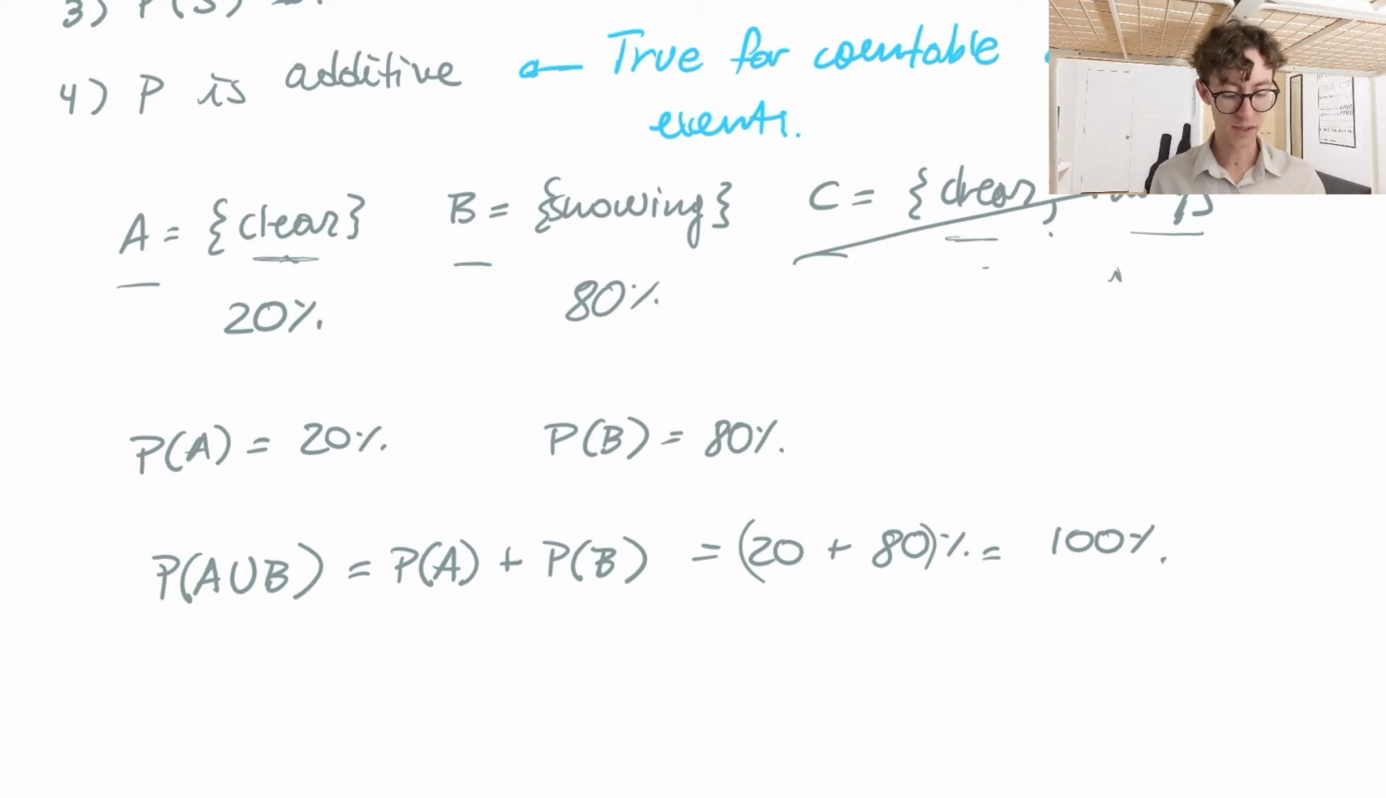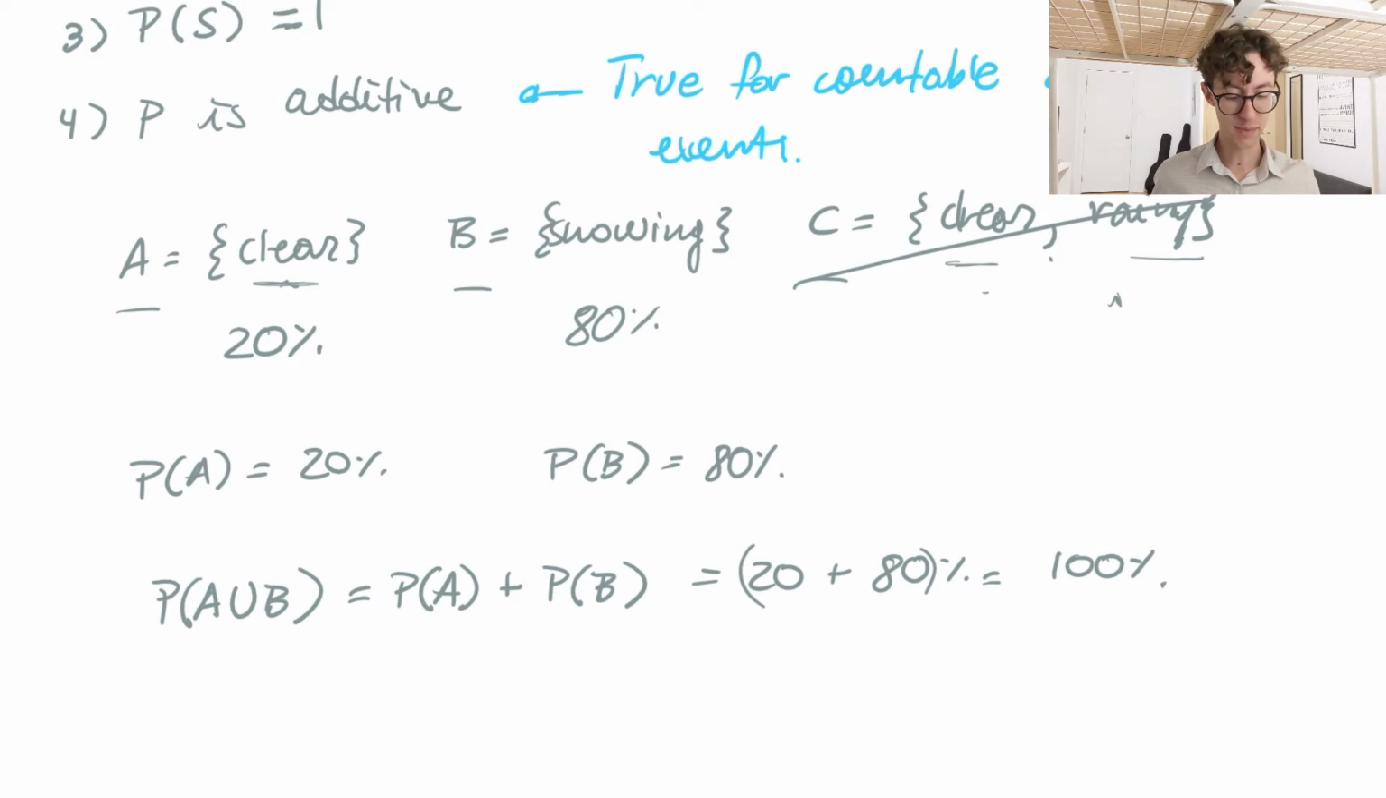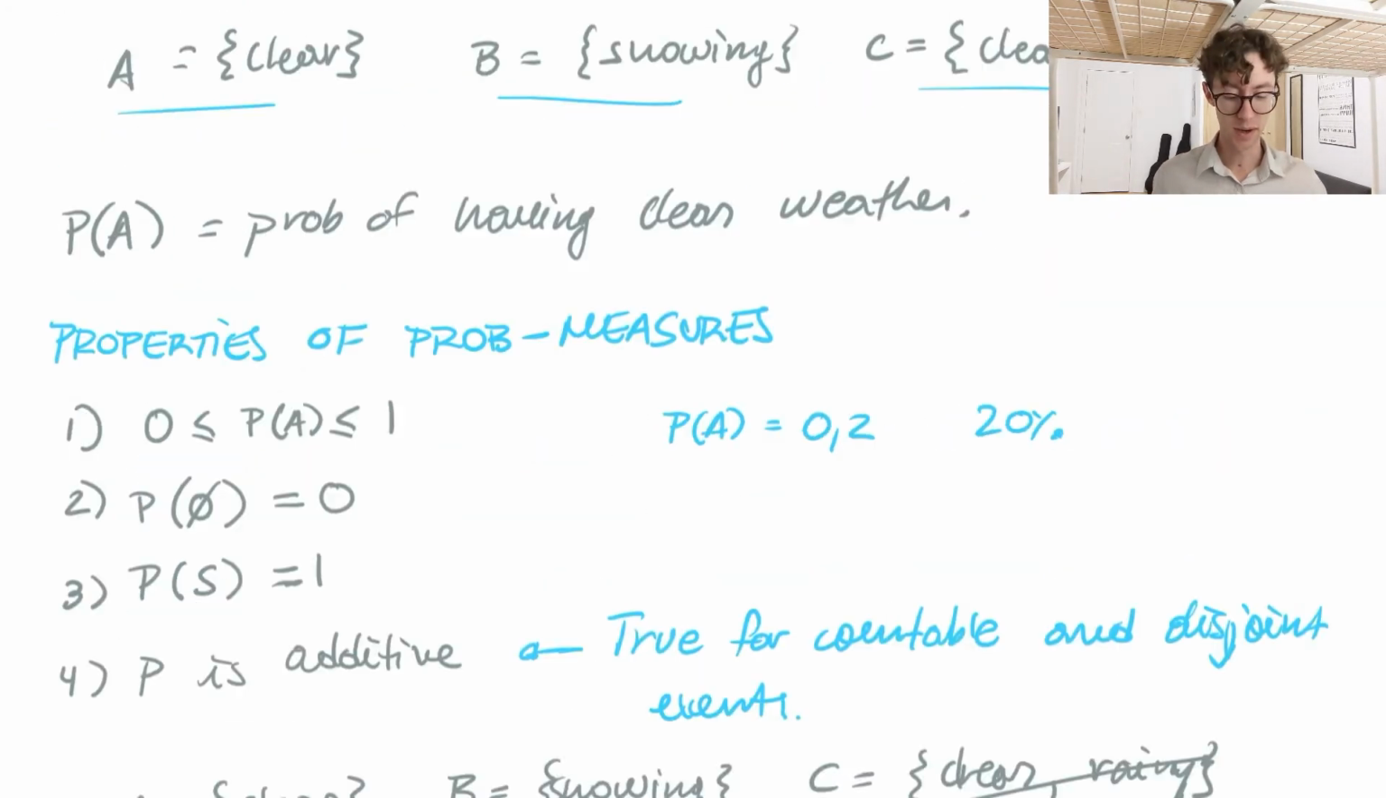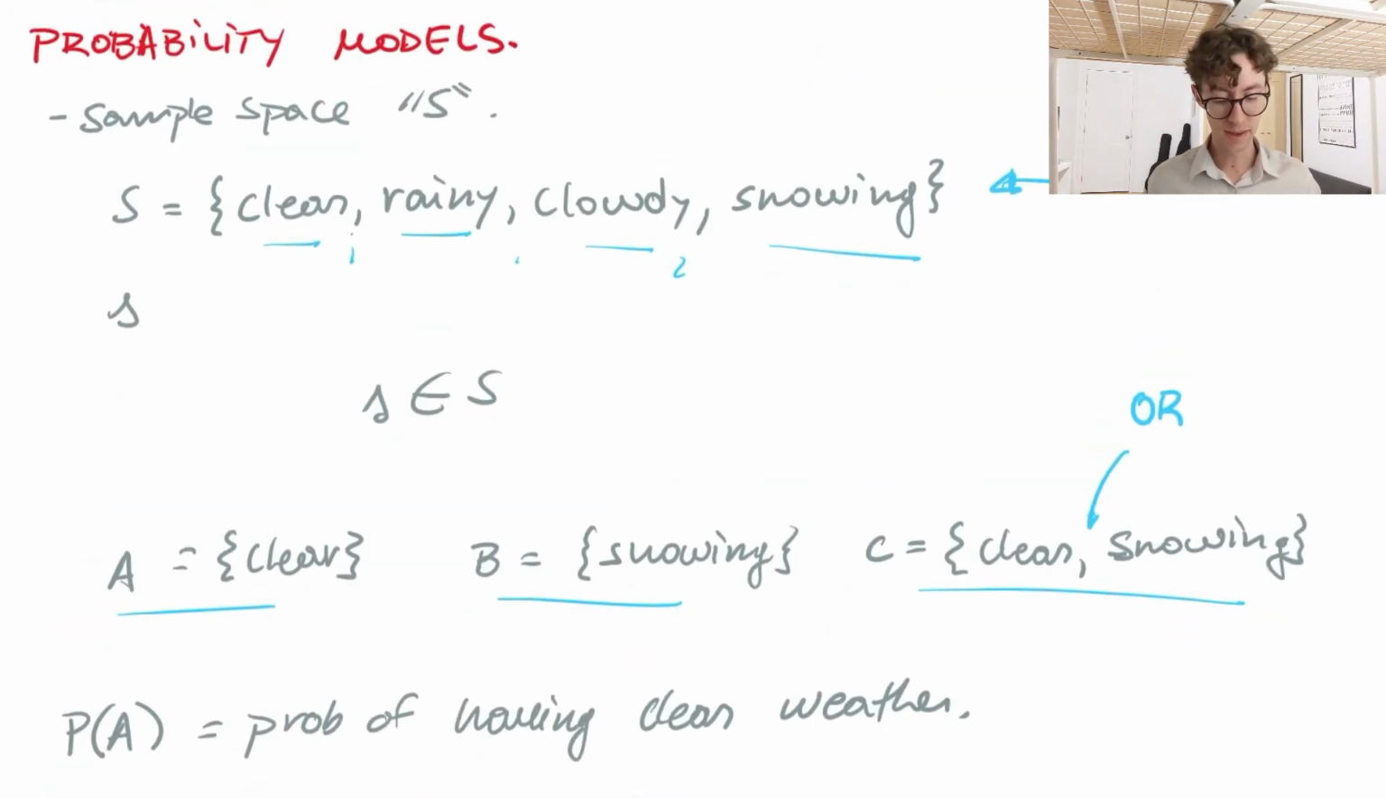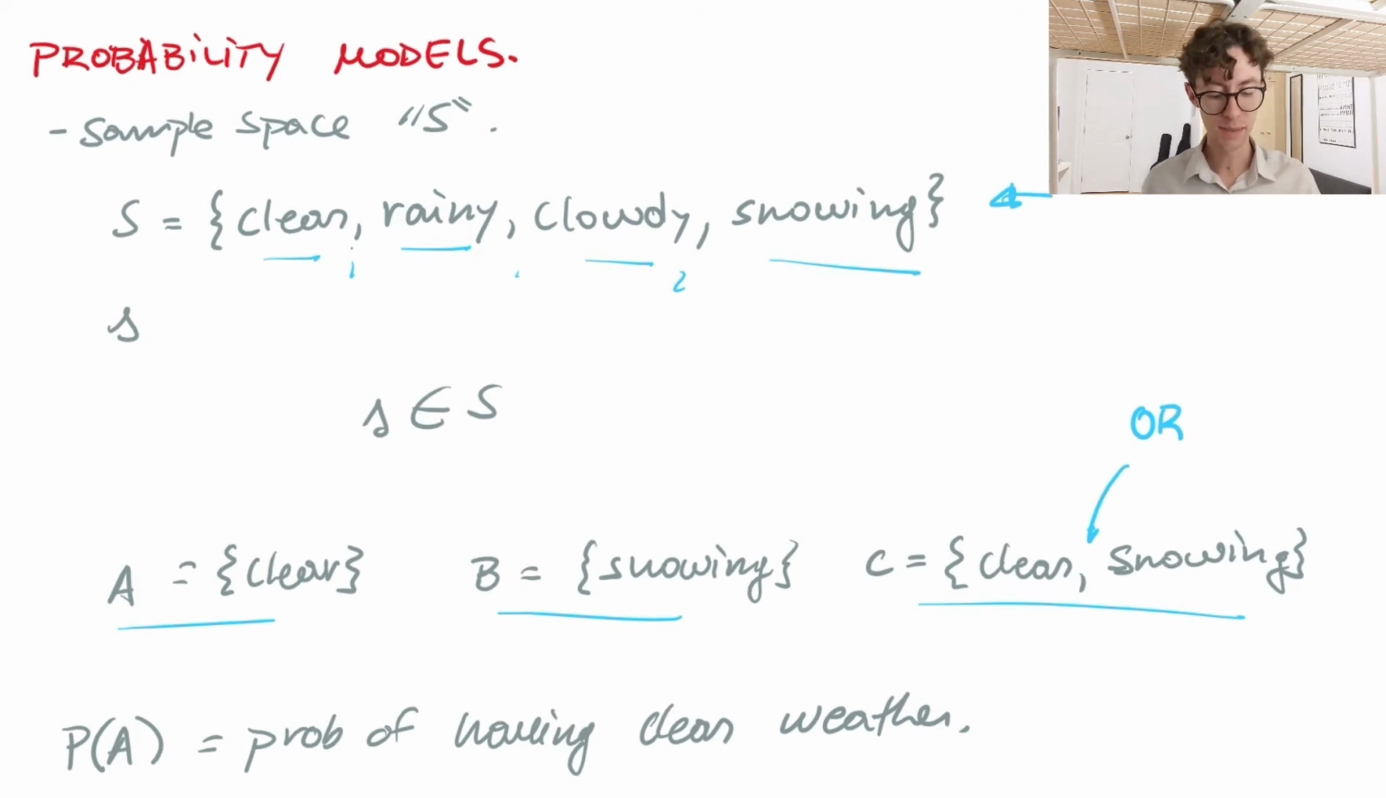This means that if I know the probability of A and I know the probability of B, that means that I also know the probability of either A or B, as long as they're disjoint, right? Great. So let's look at a couple of examples. To summarize everything here, we have the probability model is made of sample spaces.